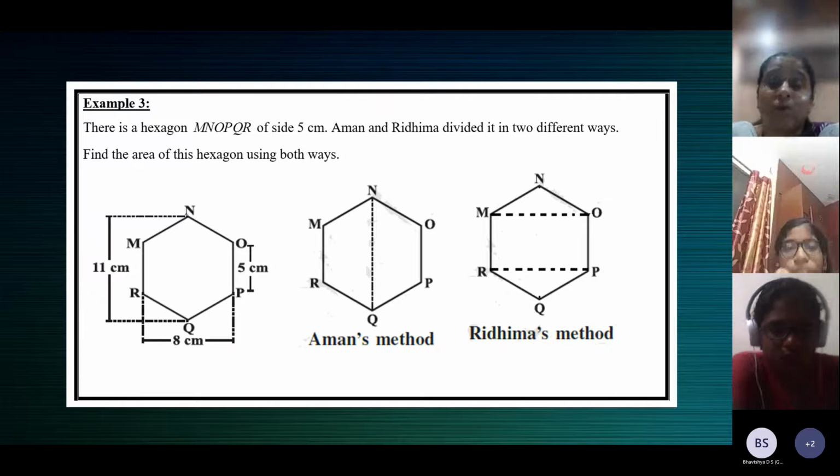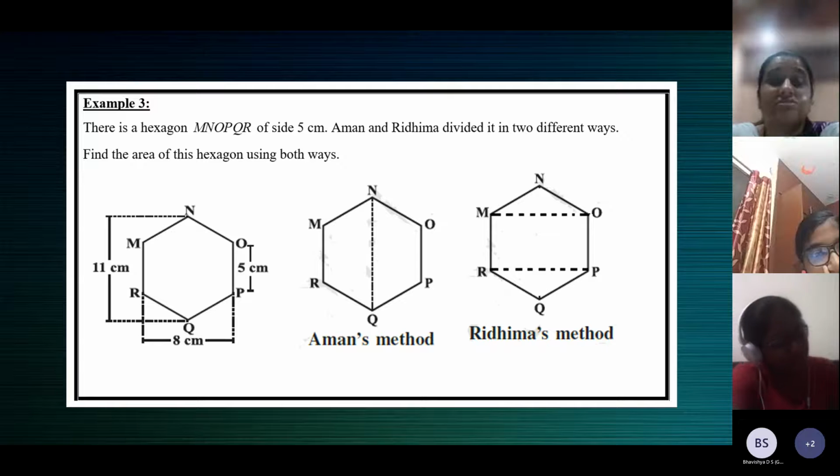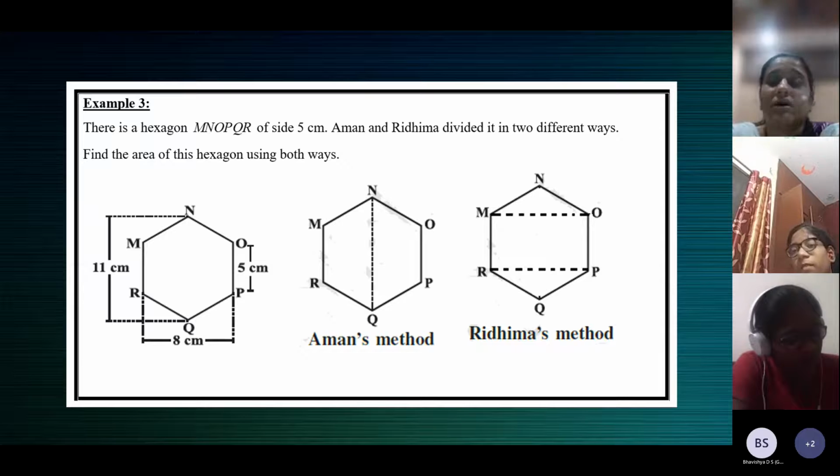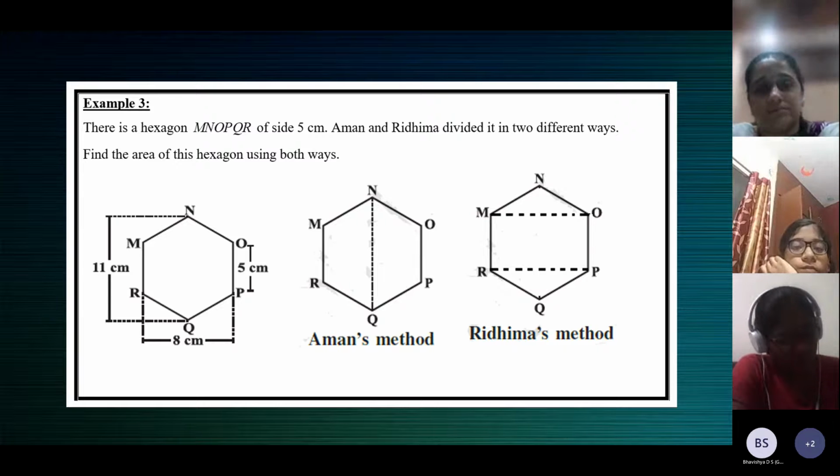Now, for example, a square is a regular polygon because in a square, all sides are equal and each angle is equal to 90 degrees. All the angles are equal. A rectangle is not a regular polygon because in a rectangle, only opposite sides are equal. All angles are equal, but all the sides are not equal. So a square is a regular polygon because all the sides and all the angles of a square are equal.